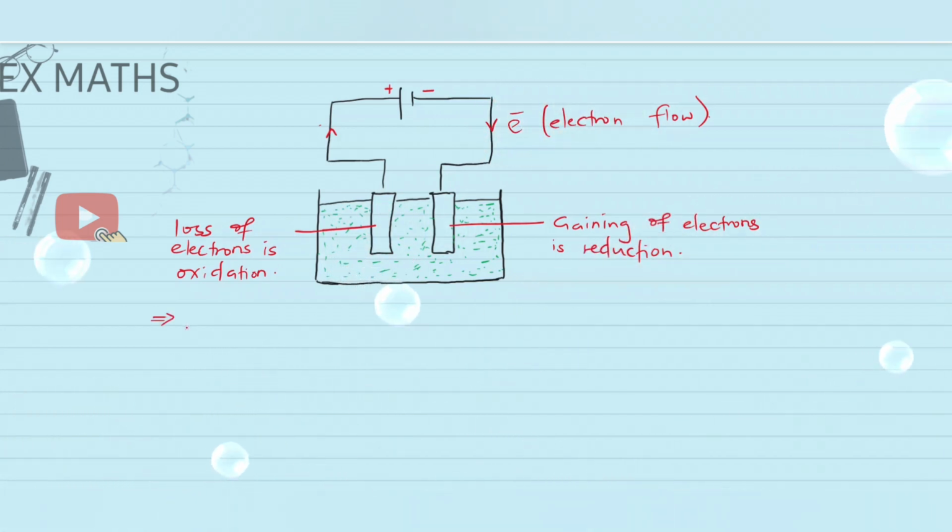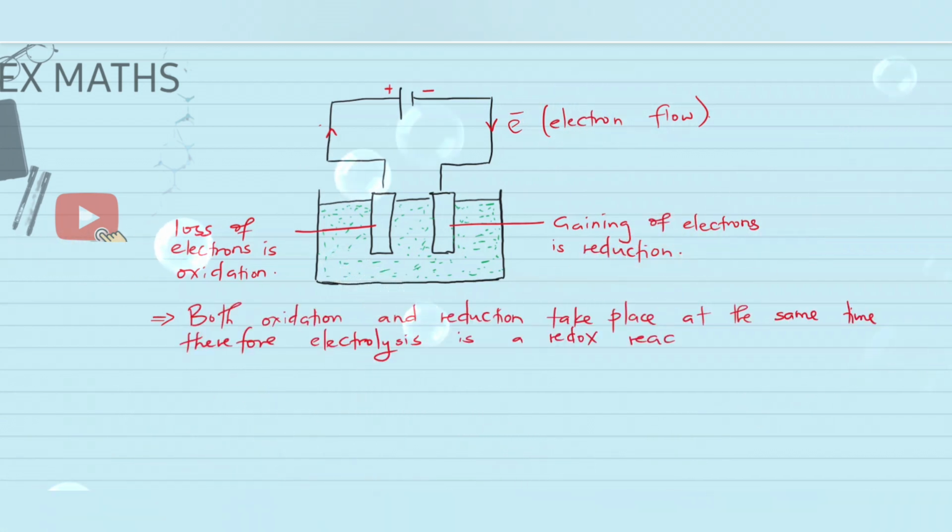So let's note it down. In electrolysis, both oxidation and reduction take place at the same time. Therefore, electrolysis is a redox reaction. What is a redox reaction? Redox reaction is a chemical process by which oxidation and reduction take place simultaneously.